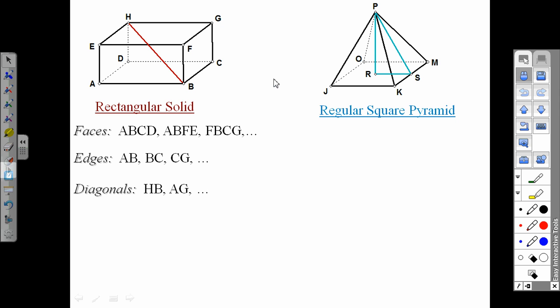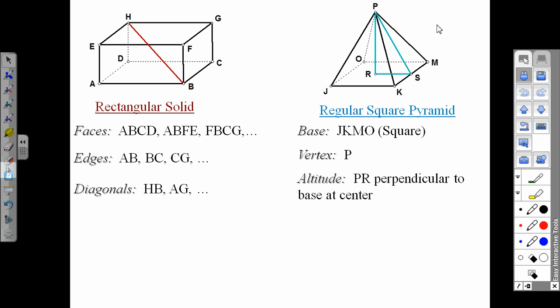So then we go over here to the regular square pyramid, and you're going to have a base of your pyramid, and typically pyramids can have any shape base, but we're going to be primarily dealing with square bases. Okay. There's a vertex, this point all the way up here where all the sides of the pyramid meet. So that's point P. You have an altitude. The altitude starts at the vertex and goes down, so it's perpendicular to the base. And it's going to be at the center of the base, okay, because these are regular pyramids, they're not slanted.